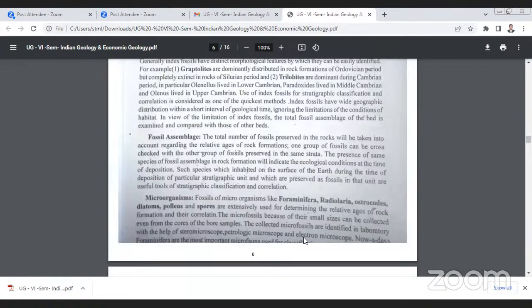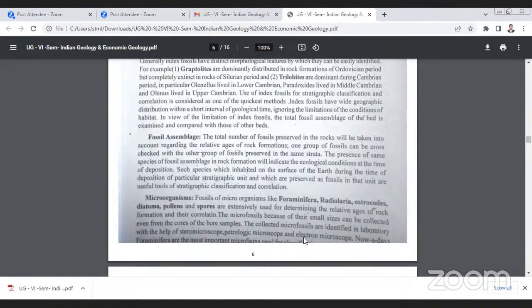The fossil assemblage, the total number of fossils preserved in the rocks, will be taken into account regarding the relative ages of different rock formations. One group of fossils can be cross-checked with another group of fossils preserved in the same strata. The presence of the same species of fossil assemblage in rock formations indicates the ecological conditions at the time of deposition.